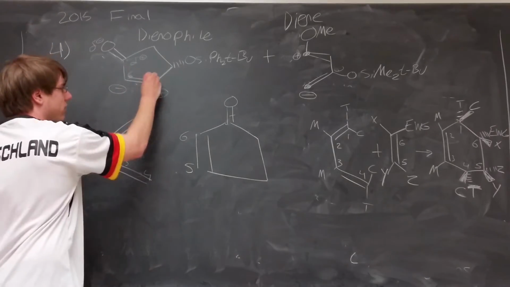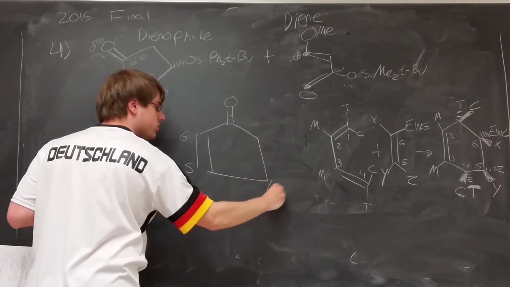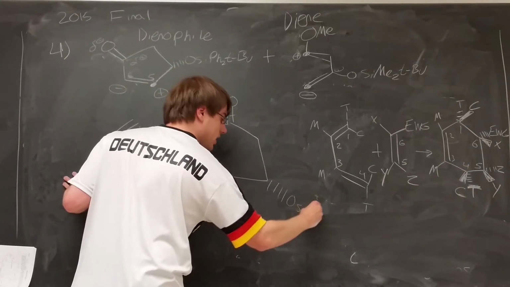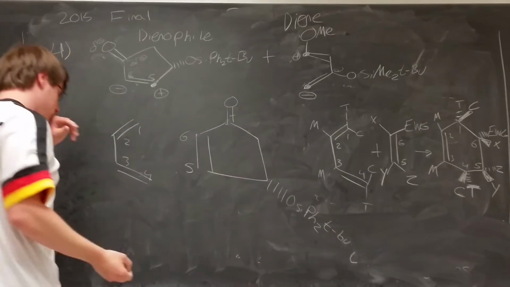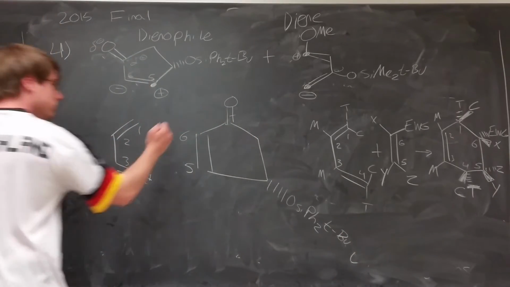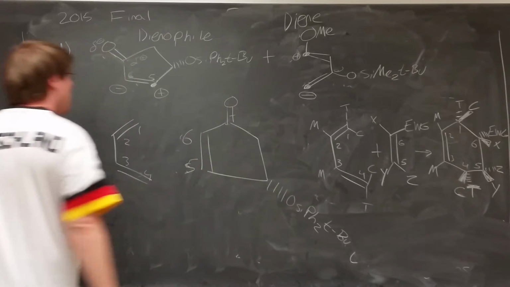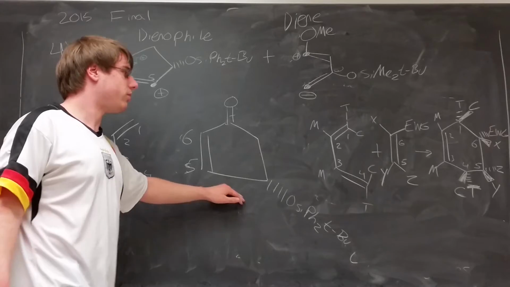So I have that. Now, a single bond away from 5, we have that OSiPh2 tert-butyl group that was dashed. I'm just going to draw it like this. OSiPh2 tBu. Okay. Double bond there, 6 and 5. Okay, so this is what my dienophile will look like in my template form.